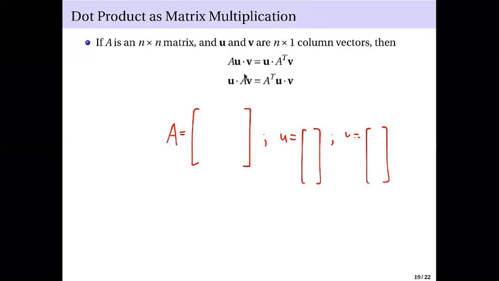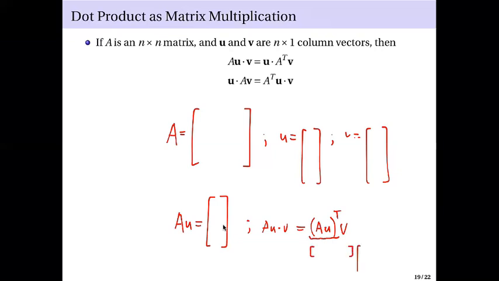Notice if you have Au, this is a column vector. If you multiply your n by n matrix by a column vector, this becomes a column vector. So if you have Au dot v, you will have to get the transpose of Au and multiply by v. Because the transpose of Au is a row vector, and v is a column vector.